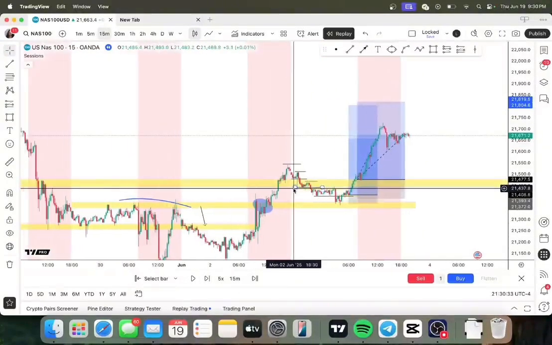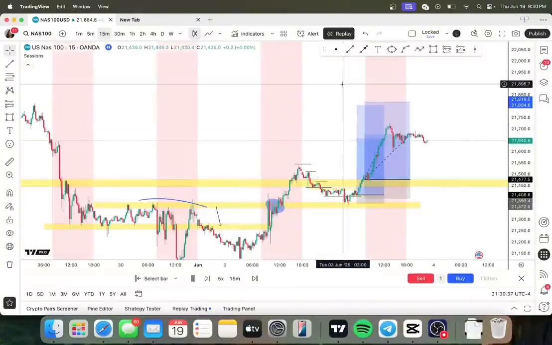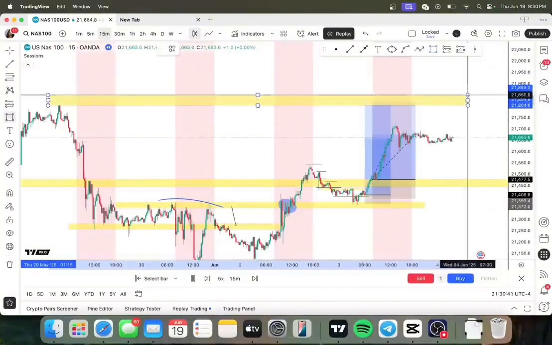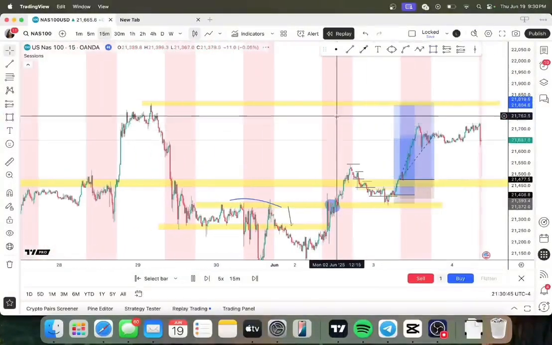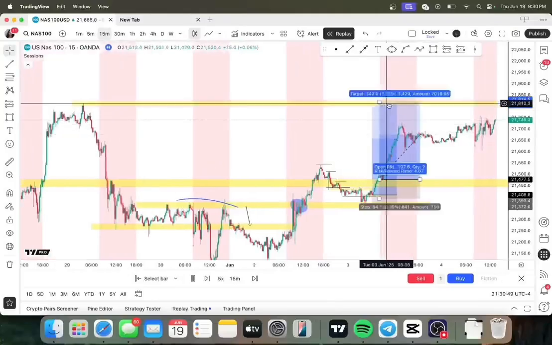Oops. Yeah, I can just play through. It's okay if it plays there. But yeah, so overall, we're just looking for price to target these highs, and we're looking for that move itself. As we can see, we get there.